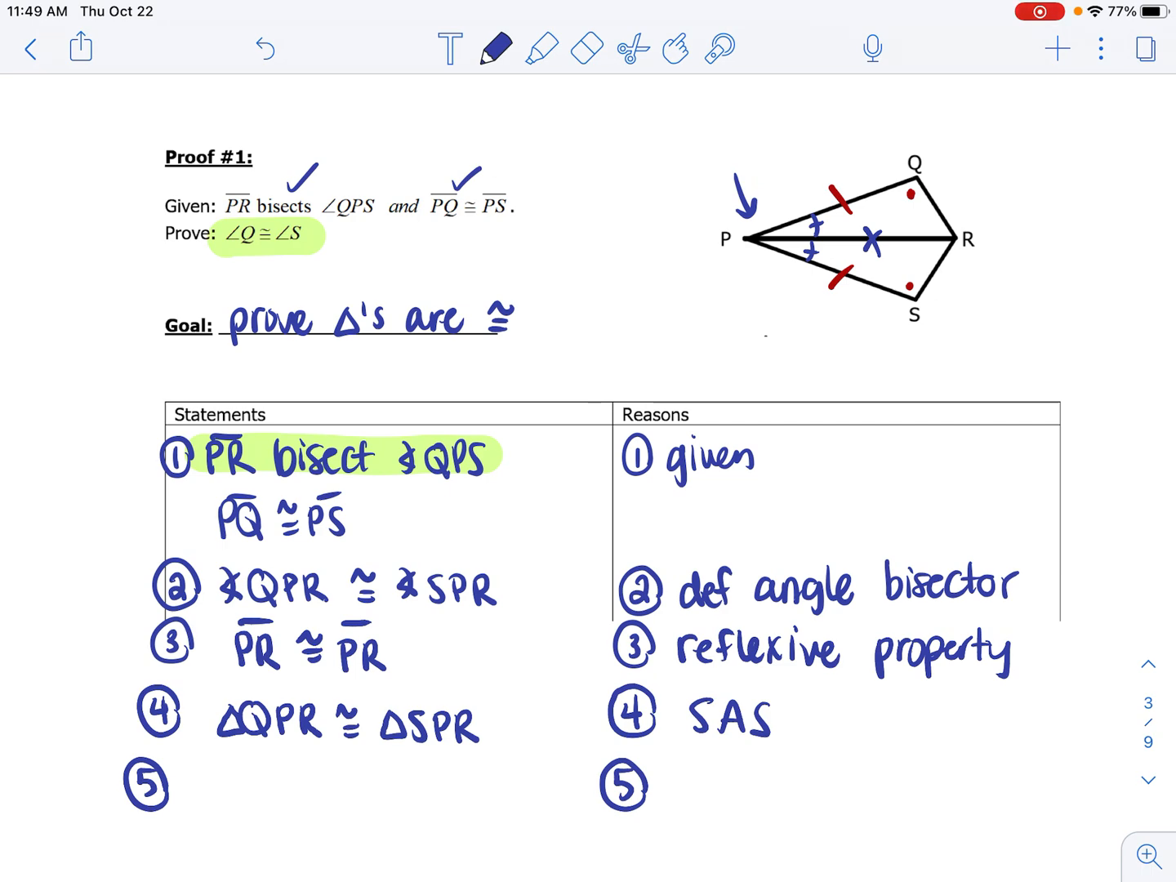So after we've proven that the triangles are congruent, now we can prove that all their corresponding parts are congruent. So now angle Q is congruent to angle S, because corresponding parts of congruent triangles are congruent. So anytime you're using CPCTC in a proof, you must prove that two triangles are congruent first before you finish this last step. So this is how we can use CPCTC within proofs.